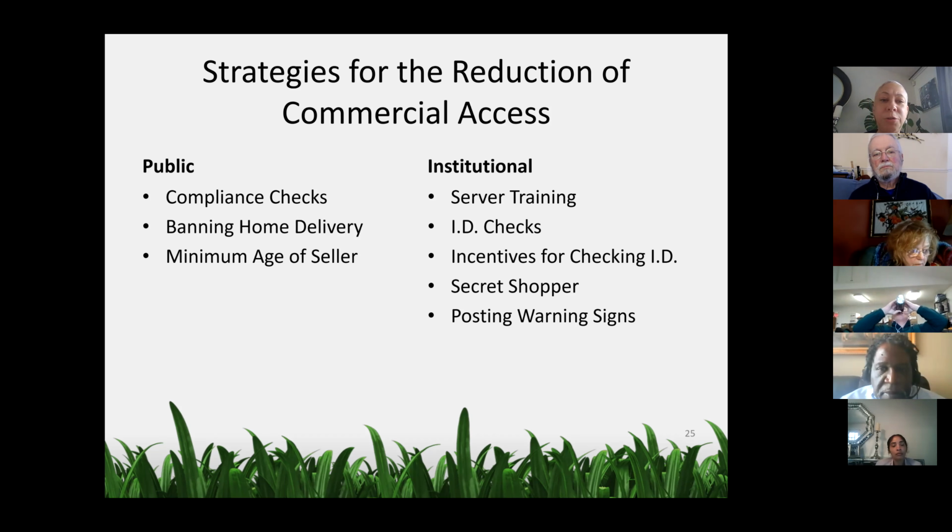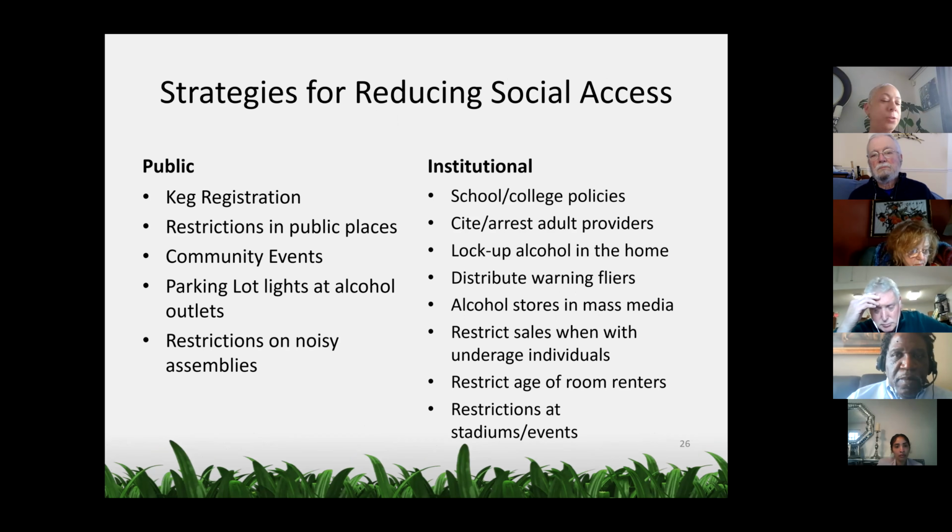On the institutional side, you could do server trainings, ID checks, incentives for checking IDs, secret shoppers, post warning signs, and provide policies to store owners and clerks. Remember, most retailers are good. We want to make sure that they have the tools they need, and that we provide them with a level playing field to cancel out those retailers that don't want to follow the law.